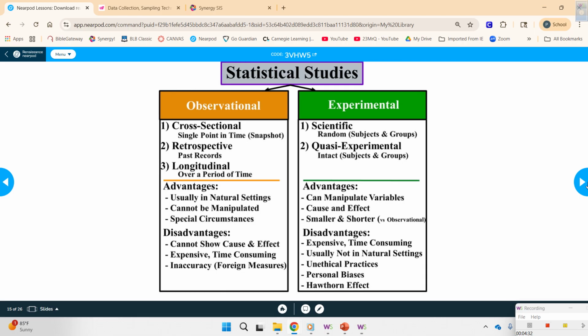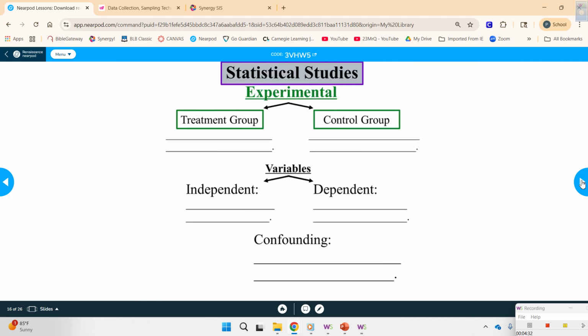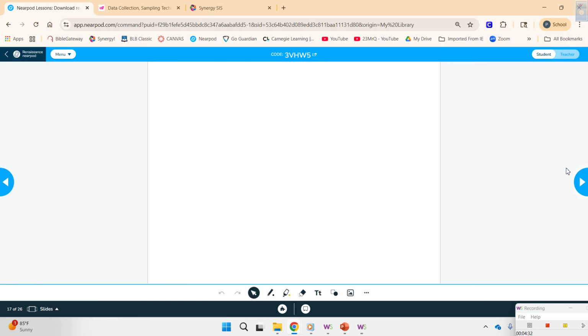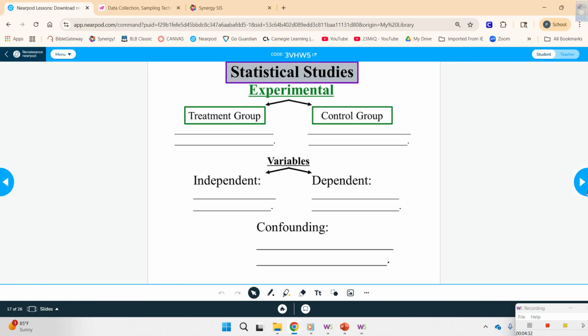Thank you. Next, what is a treatment group? What is a control group? What is independent and dependent and confounding? Without looking at your notes, type it in there, please. I'll give you a minute. Go.